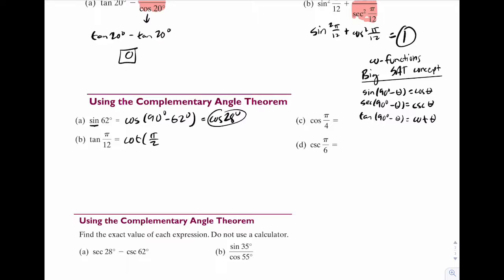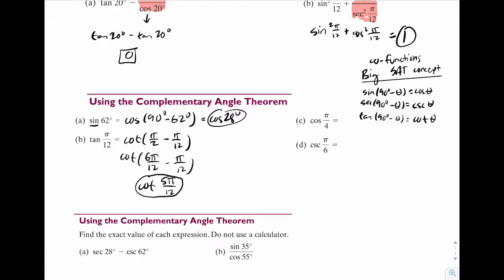So if I want tan of pi over 12, the co-function is cotan. We'll use pi over 2 instead of 90 because we're clearly in radians. Let's get our common denominator. That's just 6 pi over 12 minus pi over 12. That's cotan of 5 pi over 12. And notice how we're just stopping, because the question is saying use the theorem, so that's all we're going to do.